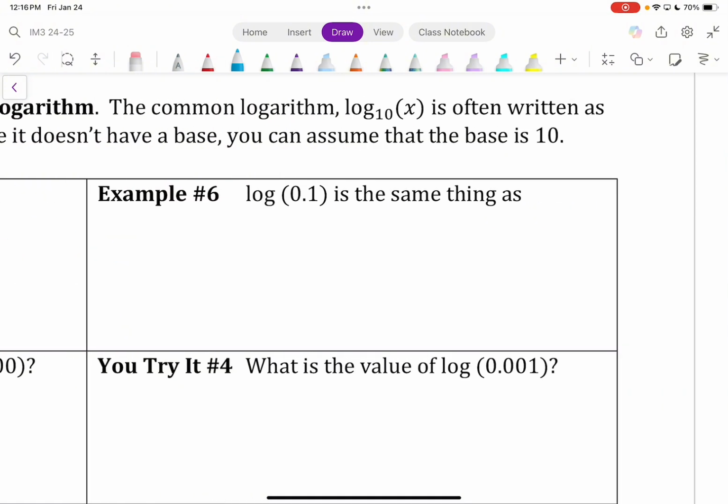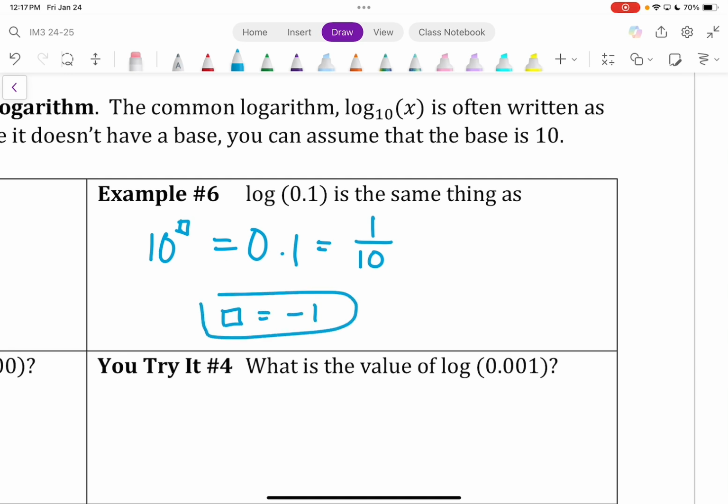Example number 6. Log of 0.1 is the same as 10 to the power of what is equal to 0.1. Well, we don't typically look at decimals a whole lot, so we'd have to convert this to a fraction. 0.1 is actually the equivalent of 1 over 10. So how do I go from 10 to 1 over 10? It's real simple. The exponent would need to be equal to negative 1 to make this happen.